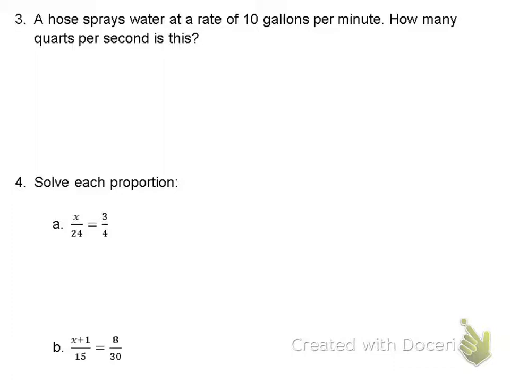Okay, moving on. Example number 3. A hose sprays water at a rate of 10 gallons per minute. How many quarts per second is this? A couple things I want you to notice here. We're starting with gallons. And we're converting to quarts. We're also starting with per minute, and we need to convert to per second. So we're actually converting two different units here. So we're starting with 10 gallons per 1 minute. And again, that is a unit rate.